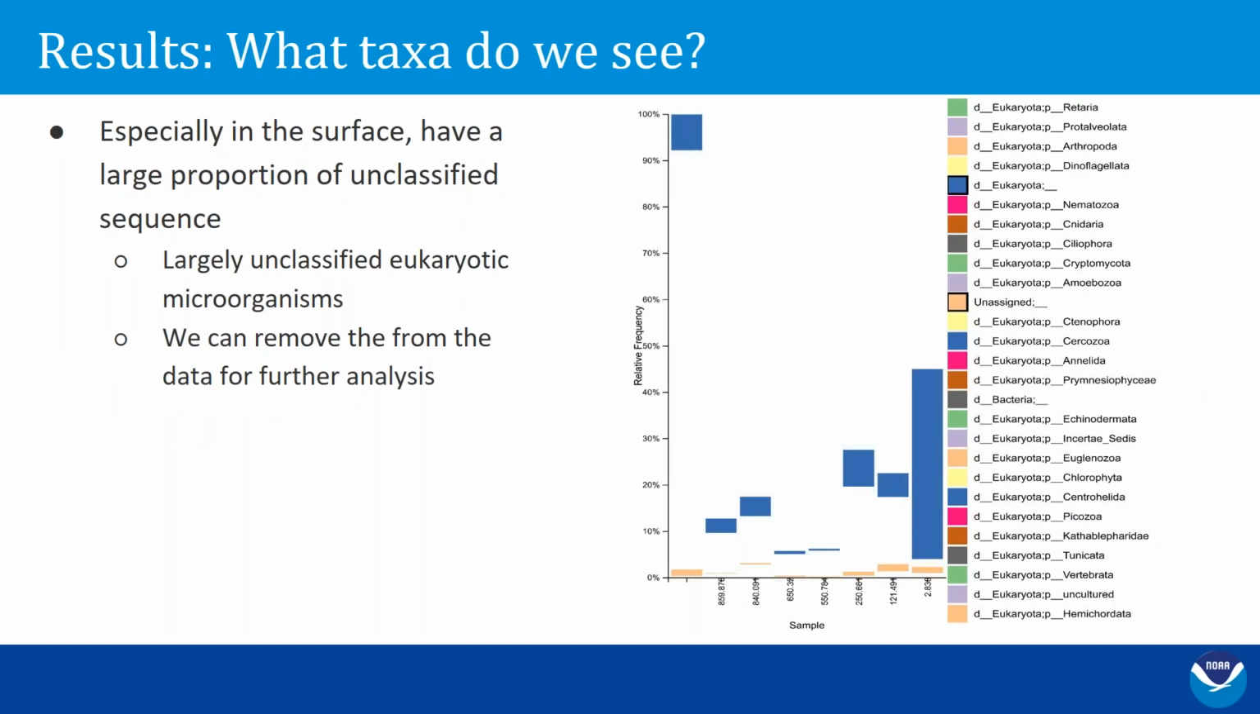So let's dial in and really look at what we're seeing throughout the water column on the Blake Plateau. So one feature present in all of our samples is unclassified sequence. So this is sequence that doesn't match anything in the database, or what it matches is not a known organism. So these are largely unclassified eukaryotic microorganisms. They're present in the databases increasingly as more and more groups do this kind of environmental sequencing and have yet to be able to culture the individual organisms associated with these sequences. So because we can't get any more biological information out of them, we tend to remove these sequences from all of the analysis.